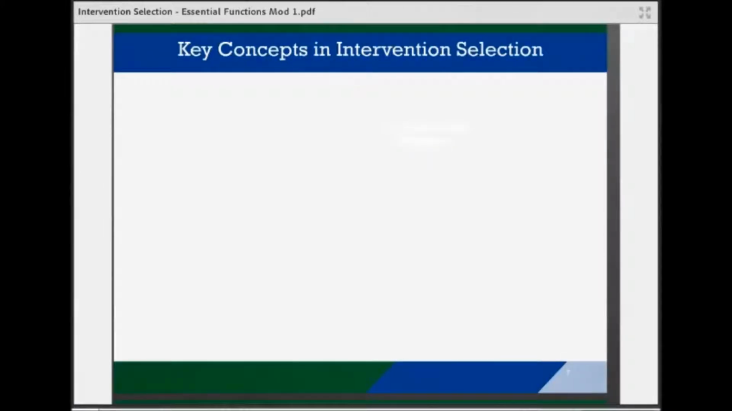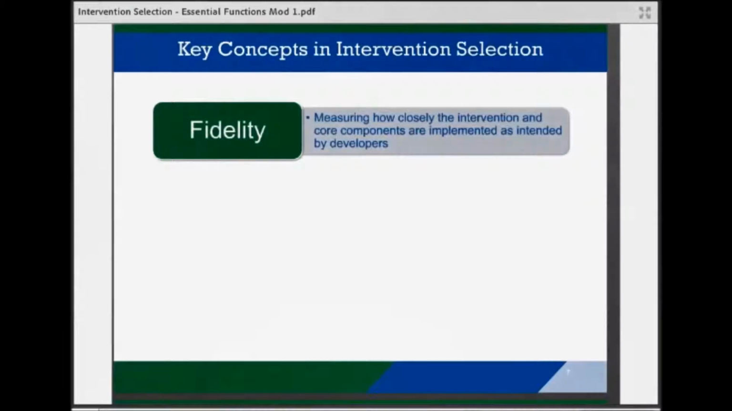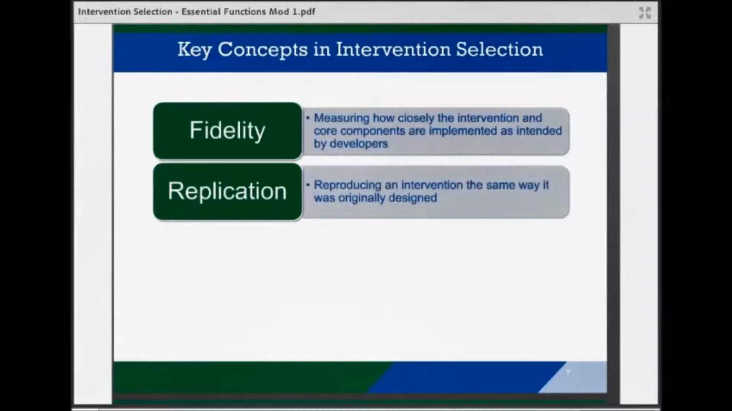4 additional concepts are central to intervention selection, adaptation, and design. Fidelity, the degree to which interventions are implemented as intended by their developers and core components are maintained. Replication, copying or reproducing of an intervention in the same way as it was originally designed.